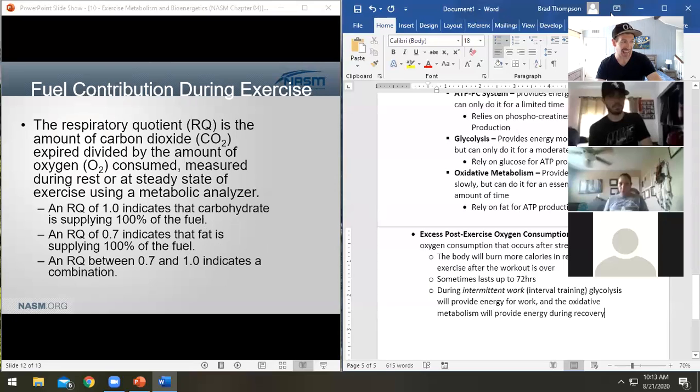How in the heck do we measure all this stuff? This will be our last thing we talk about today. How do I actually measure this? Well, it's not very easy. You need a lab. Or you need a machine.